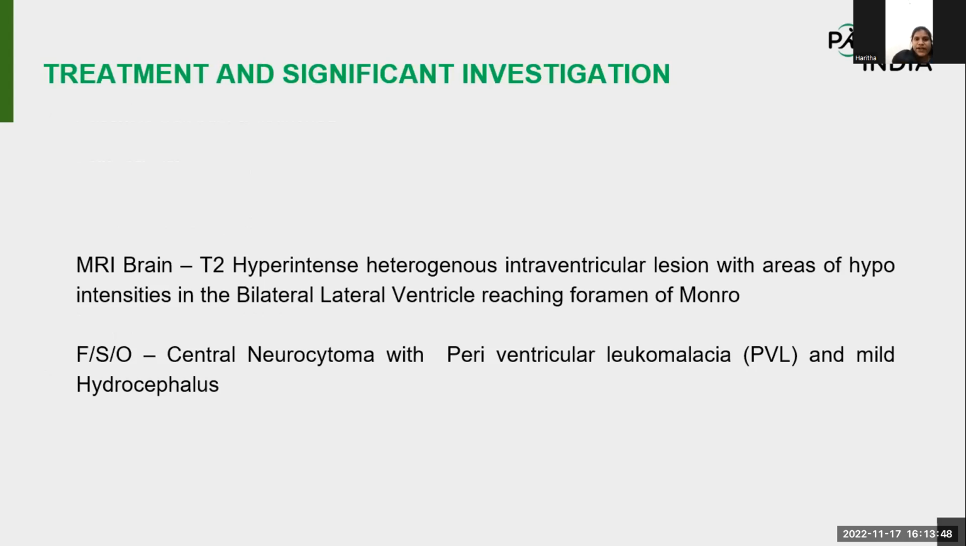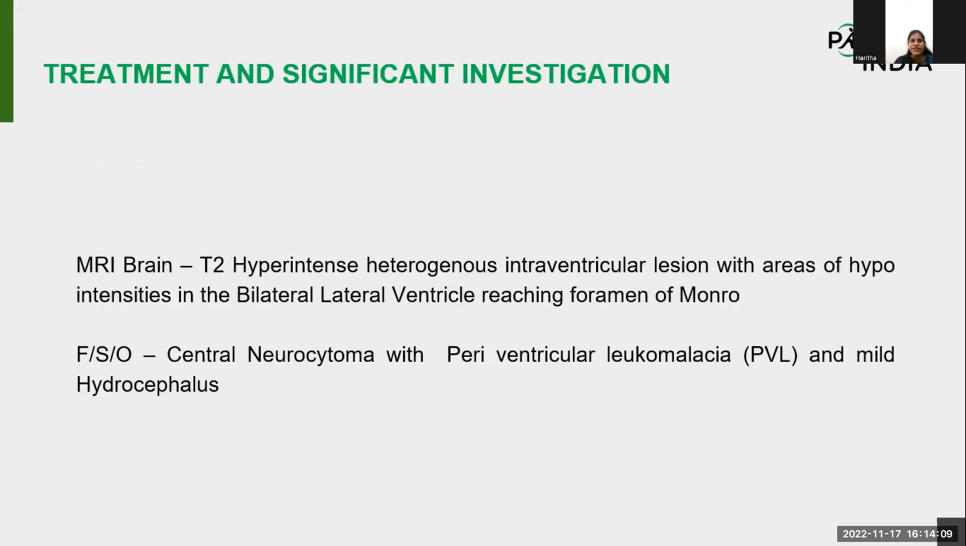And then significant investigations are MRI brain, T2 hyperintense heterogeneous intraventricular lesions with areas of hypointensities in the bilateral lateral ventricles reaching the foramen of Monroe.